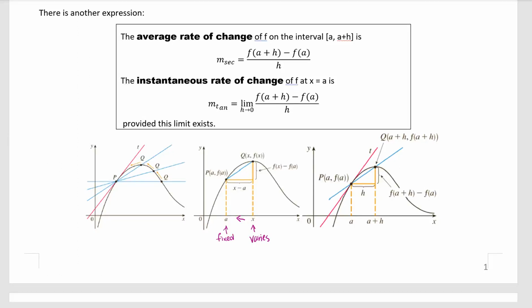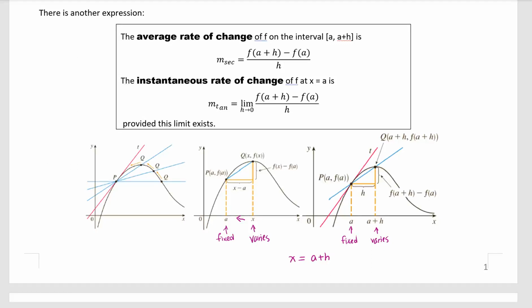And now I'm going to call them a little bit differently. So the first point I still call a, so it is a fixed point. But the second point, instead of x, now I call it a plus h. Well, h is the difference between those two points. Okay, and you can see when h varies, the second point also varies. So this is like we're making a change of variable: x equals a plus h.